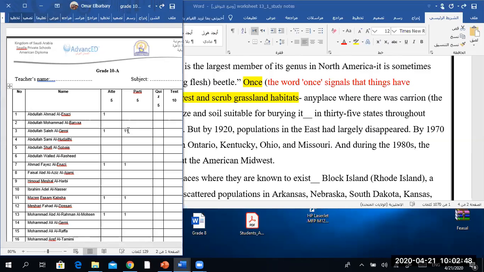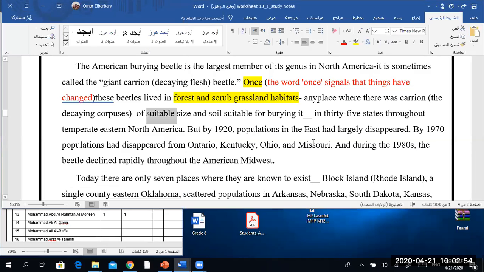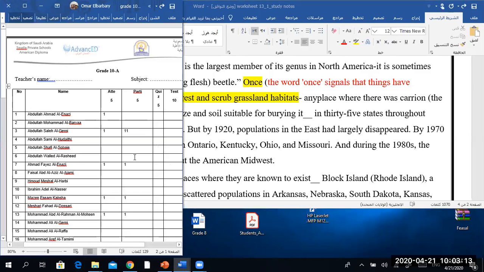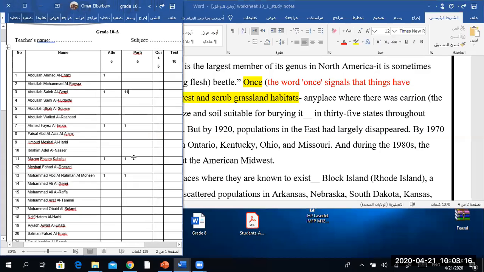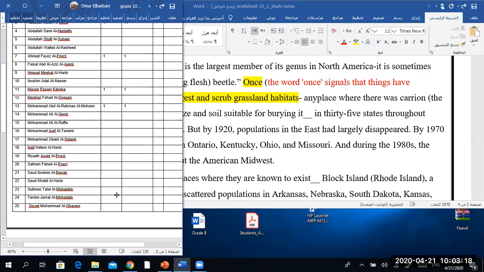Very good. Okay. So we have just been joined by Muhammad Al-Rafa. Can somebody tell Muhammad what we have been talking about before he joined? Quickly summarize what we discussed so far. When we completed reading, we underlined the word once, and we knew that the insects are not living in the forests anymore now, or at least they are not of the same size in terms of their population.